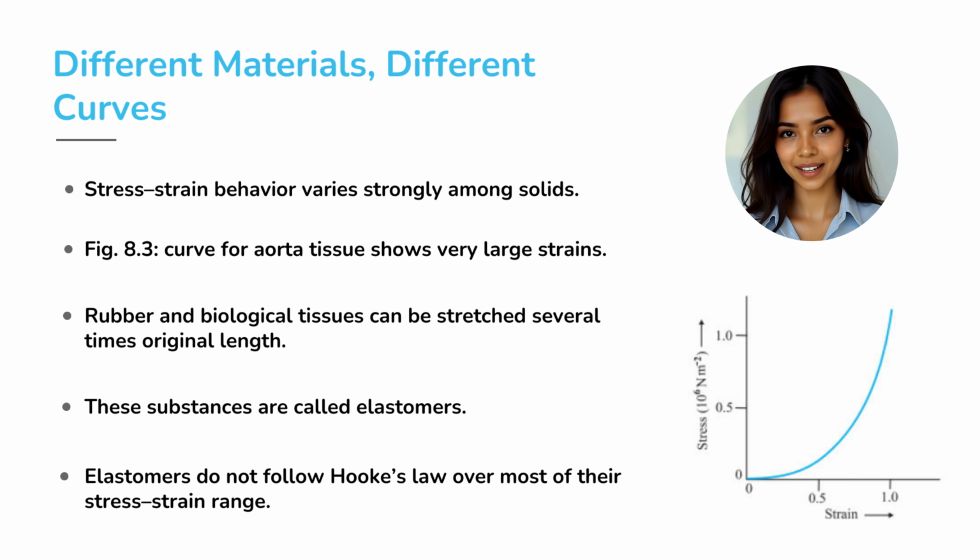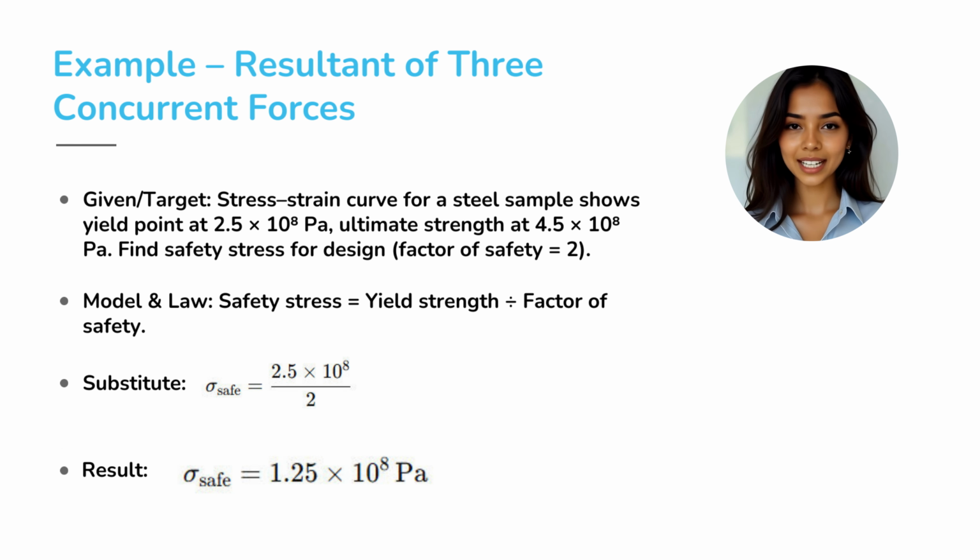Such materials, like rubber and tissues, are called elastomers. They're the superheroes of strain, they can stretch and stretch without snapping. Let's solve a quick problem to see how engineers use this curve. Suppose a steel sample has a yield strength of 2.5 × 10^8 pascals and an ultimate tensile strength of 4.5 × 10^8 pascals.